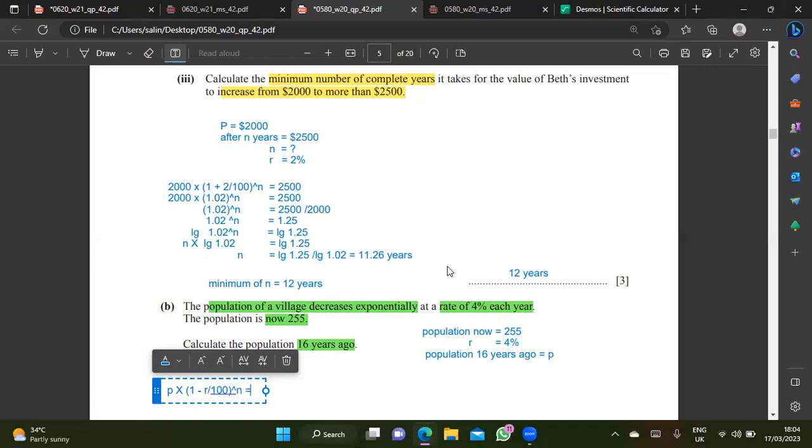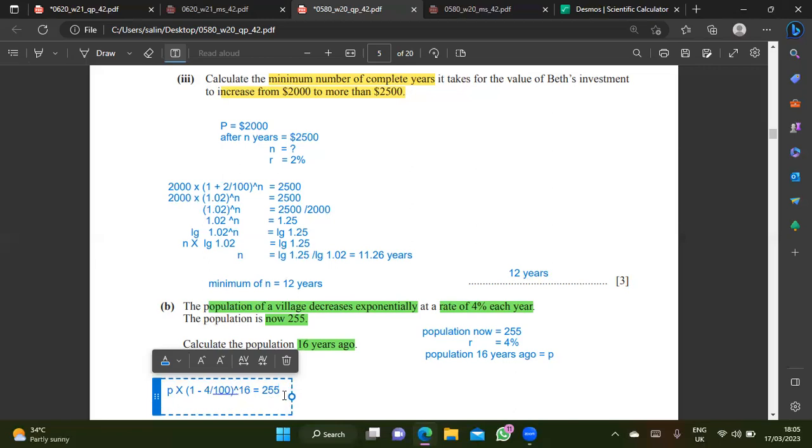Now in this case, they already gave you the population after 16 years, which is 255, which is now. So what are we interested in? We are interested in finding what P is here. So I'll just substitute whatever values I have from my info into the formula. P, I don't know, so I just put P. What about your rate here? Your rate is 4%, so just put 4 there. What is the number of years? 16 years ago, 16. There you go.